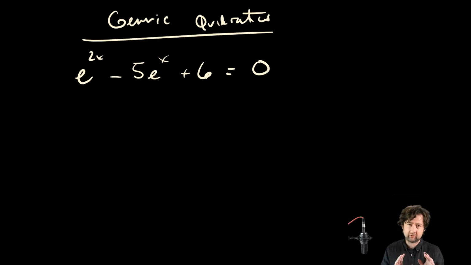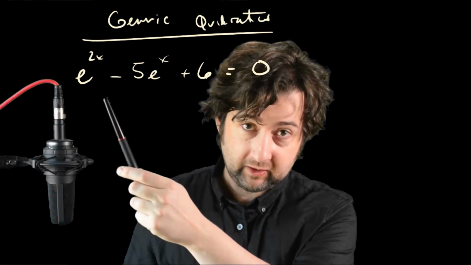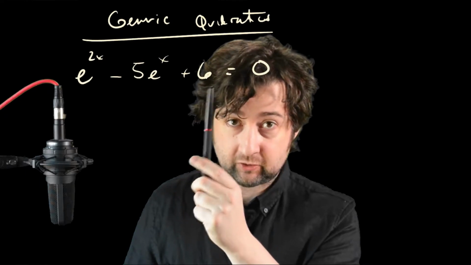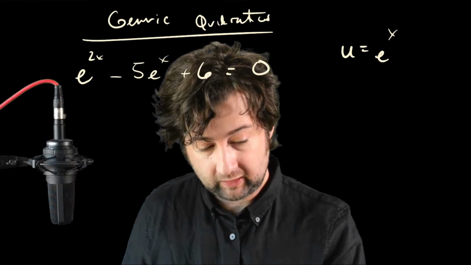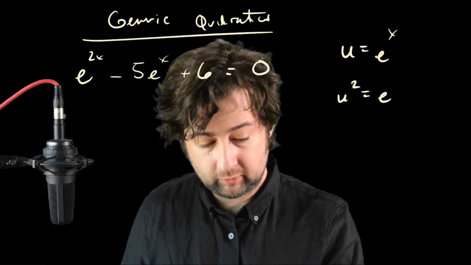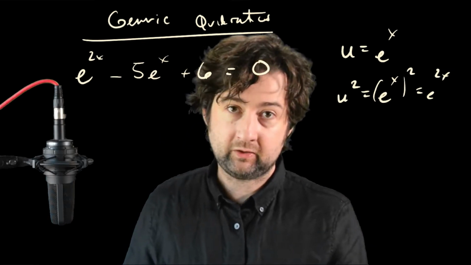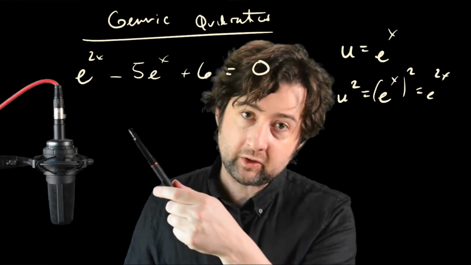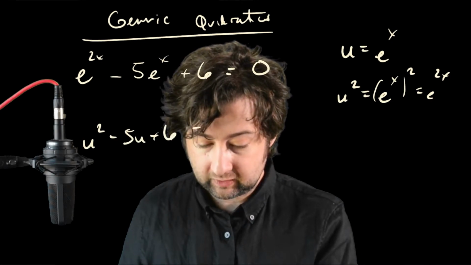Now it's not the same kind of substitution that you do as an integral, but you can still think of this thing as a quadratic if you figure out what this term right here is a square of, and is the middle term the square root of that. So one way to do this is to say, if you let u equal e to the x, then u squared is equal to e to the x squared, which is e to the 2x. And so with that substitution, this problem turns into u squared minus 5u plus 6 is equal to 0.